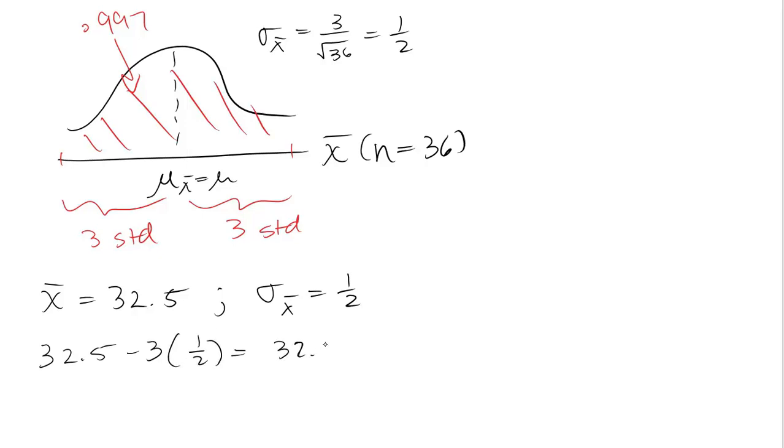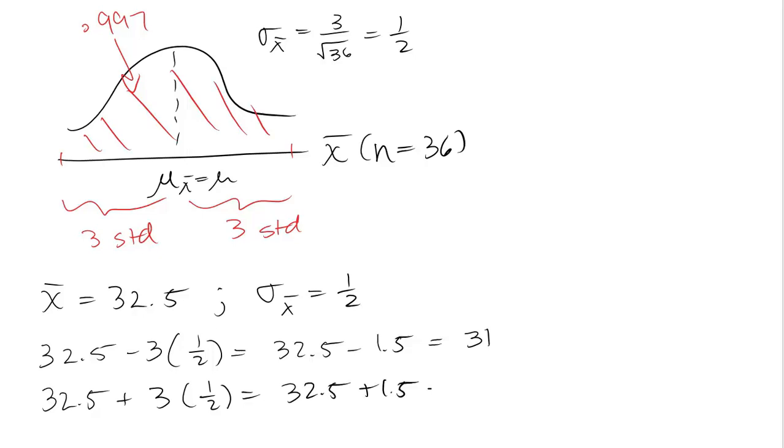Well, that's 32.5 minus 1.5, which is 31. And then we do 32.5 plus 3 standard deviations. So that would be 32.5 plus 1.5, which is 34. And now we've got these bounds for our new confidence interval, and we're more sure that this one's right.